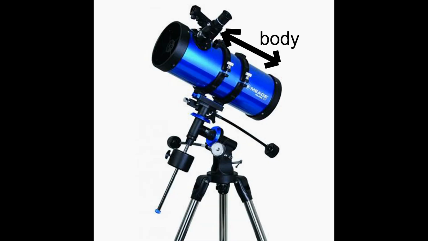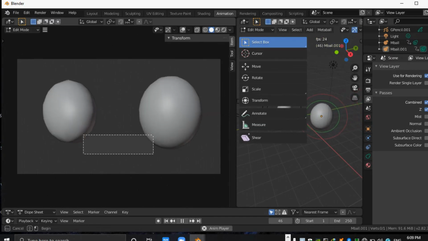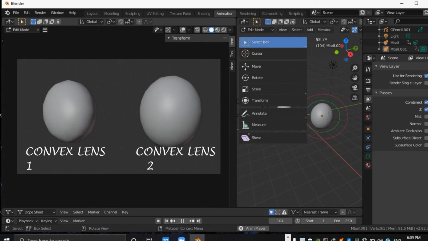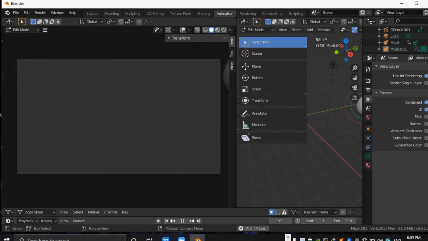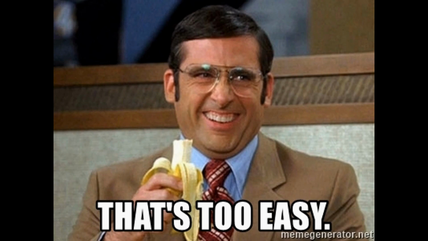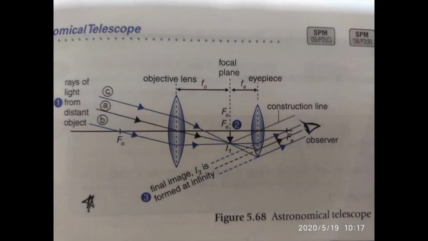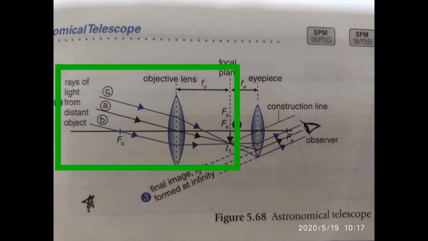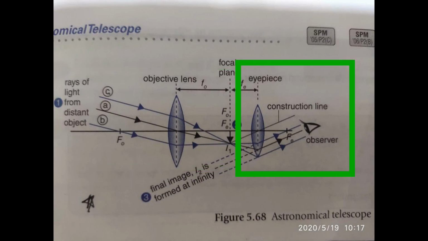This is the body of the telescope. Now, a normal refractor telescope consists of two convex lenses. Have a look at this 2D version of the light pathway. Don't get bored or stressed out by this ray diagram. Actually, it is very easy to understand. I have separated the ray diagram into two parts. The first part will be about the objective lens and the second part will be about the eyepiece of the telescope.